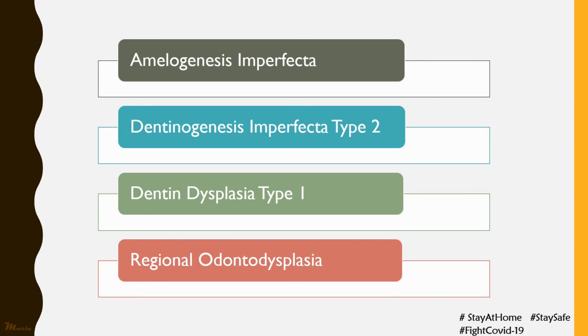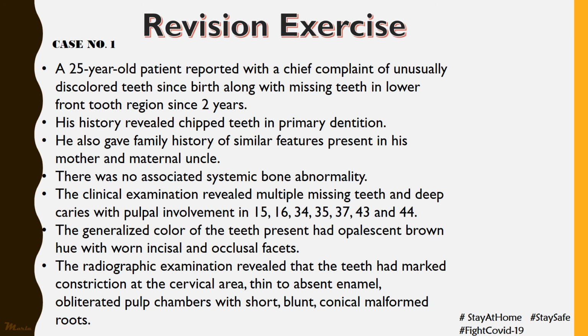So, does this case reflect Amelogenesis imperfecta, Dentinogenesis imperfecta type 2, Dentin dysplasia type 1, or regional odontodysplasia? Okay, before we give our answer, I want all of you to read the case scenario again and make your correlation before giving the final diagnosis. I will give you 1 minute's time to do the same.